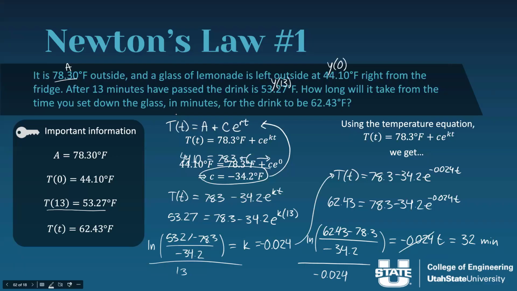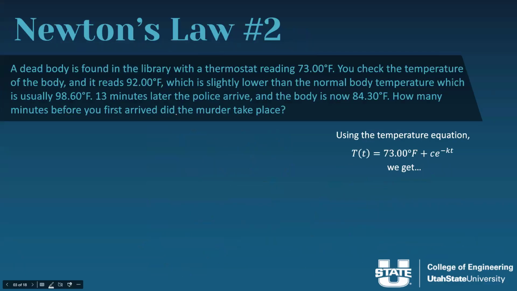Okay, awesome. So we can do another example. I'm going to have you guys try and work through most of this. This is the dead body problem, if you recall. I'll read through it with you guys though. A dead body is found in the library with a thermostat reading 73. What is that going to be?